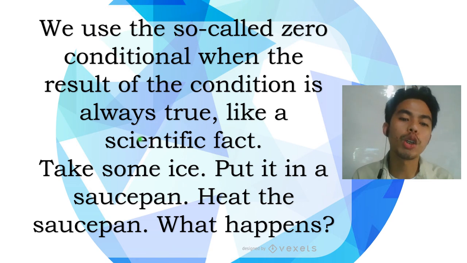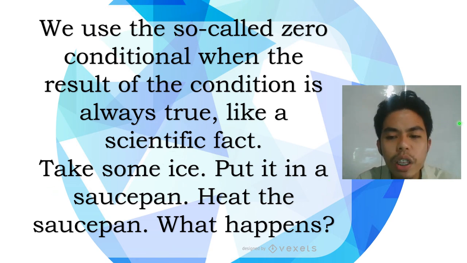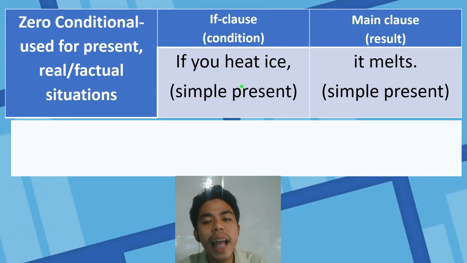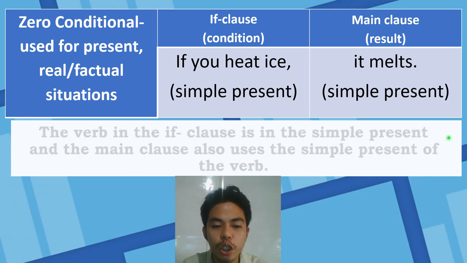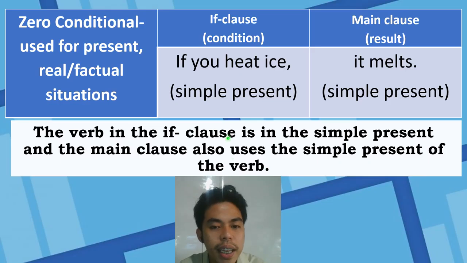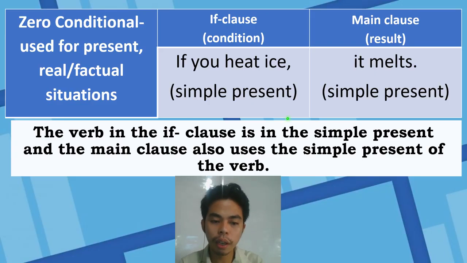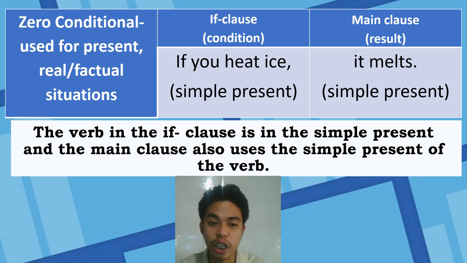For example, you take some ice, you put it in a saucepan, you heat the saucepan. What do you think will happen to the ice? Good. If you heat ice, it melts. That is what will happen in the zero conditional. So if you notice the structure, we have here the use of simple present in the if clause and simple present in the main clause. Now that is the clue. Okay, do you have questions? So those are the four types of conditionals.